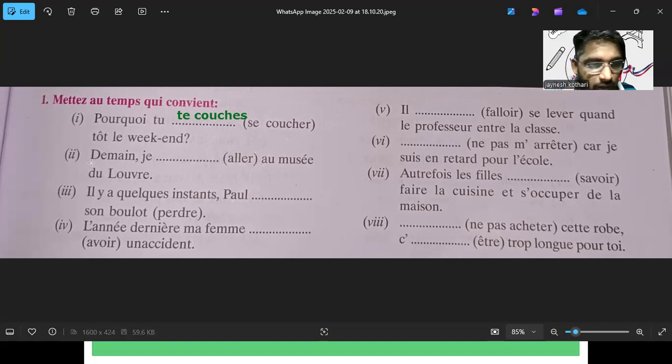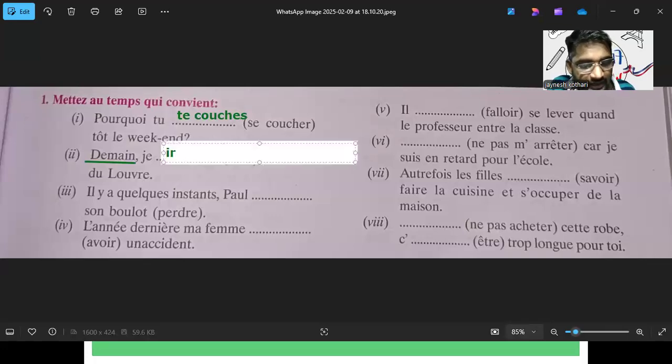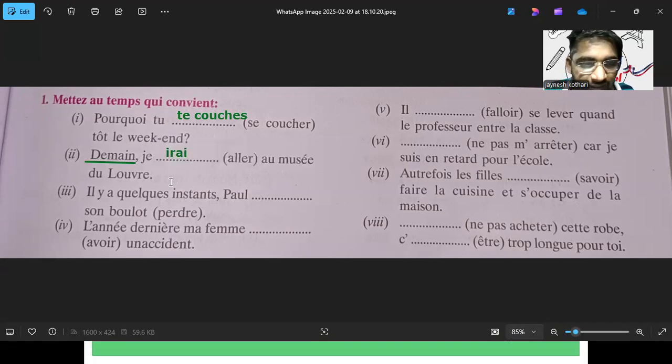Second, now students, over here, which tense will it be? Sir, tomorrow it will be future simple. Exactly, future simple. For future simple, the future stem of aller and the endings of avoir: j'irai. Tomorrow, I will go to the Louvre Museum.